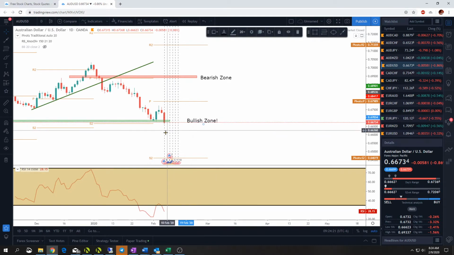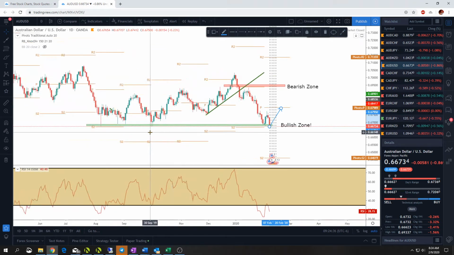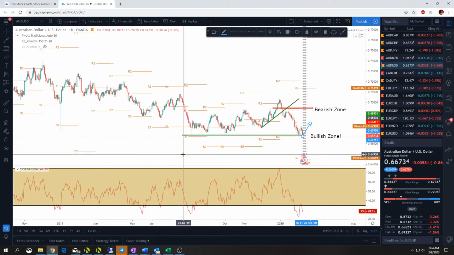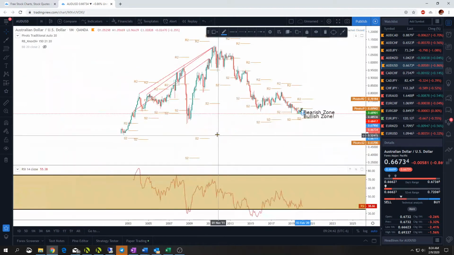I think it is. I think we're going to get a false breakout type scenario, and then we are going to get a good push back up to this missed pivot. So let me draw that on here. I think we're going to get a good push back up to that missed pivot this week, at least on this pair. Let's jump all the way out to the monthly.